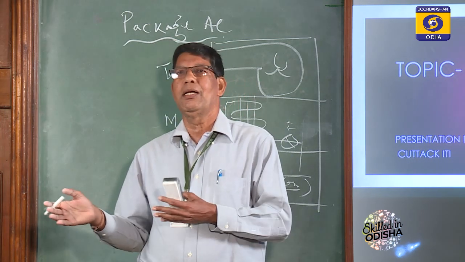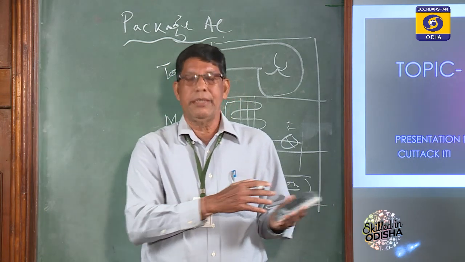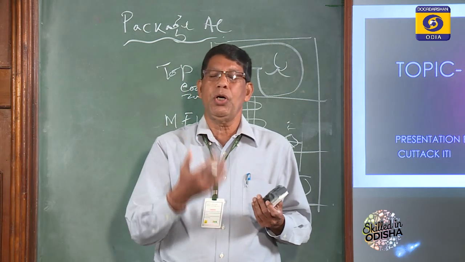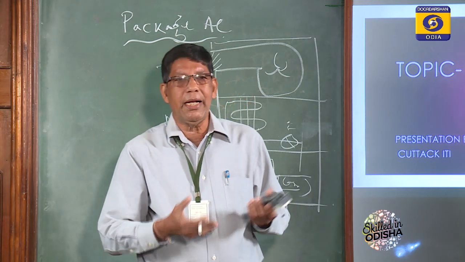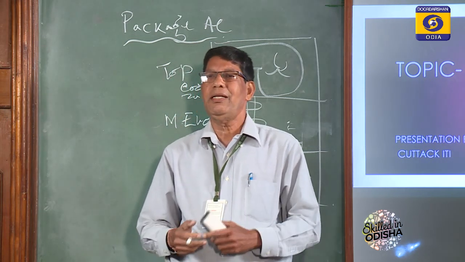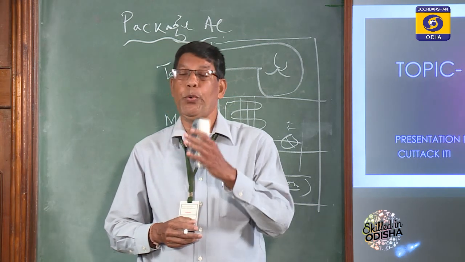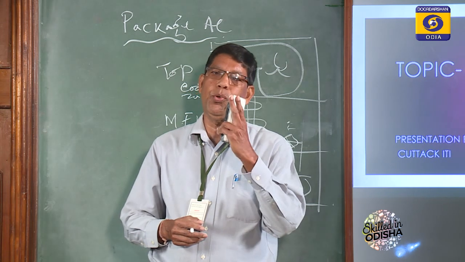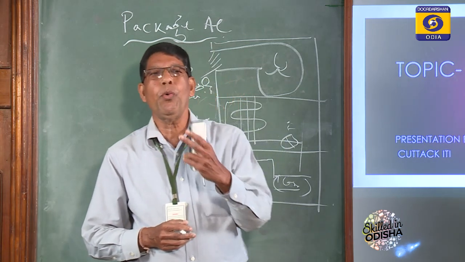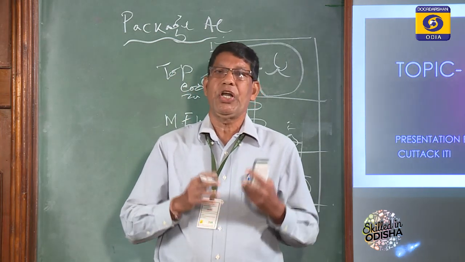In the condenser, the water receives the heat from the refrigerant, so the refrigerant converts into liquid state. Then it goes to the expansion valve. On the way, there are two controls or two parts. One part is the dryer.